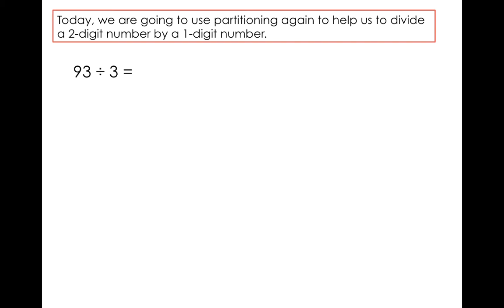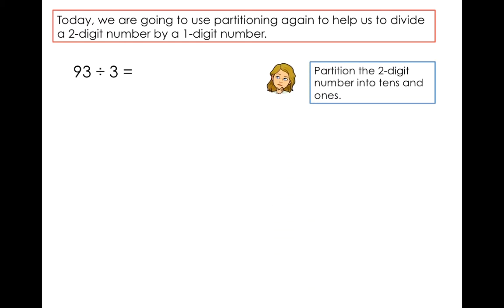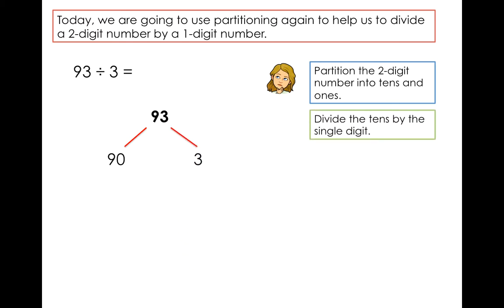Okay? Brilliant. Next question, 93 divided by 3. And we're going to do the same again. We are going to partition the 2-digit number into tens and ones. So there's 9 tens in 93, 90, and there's 3 ones. Next, I divide the tens by the single digit. So I'm going to do 90 divided by 3. And again, if I'm not sure of that, if I don't know that fact straight away, I know 9 divided by 3, and that is 3, isn't it? And then I'm going to make the 3 10 times bigger. I'm going to multiply it by 10 to give me 30.